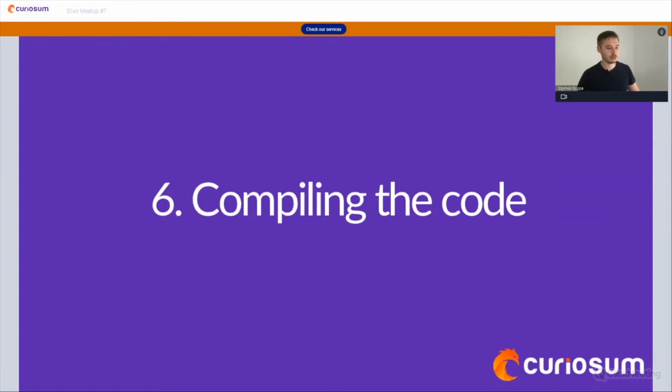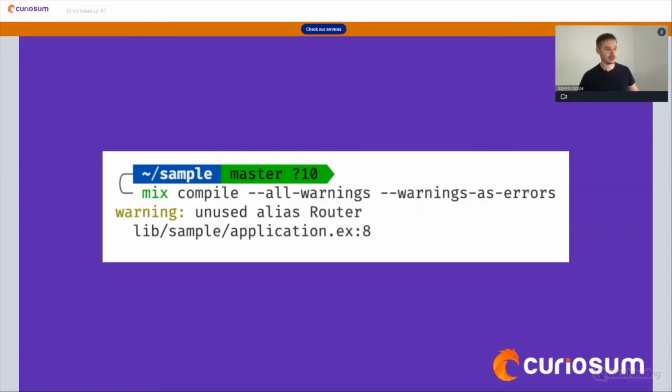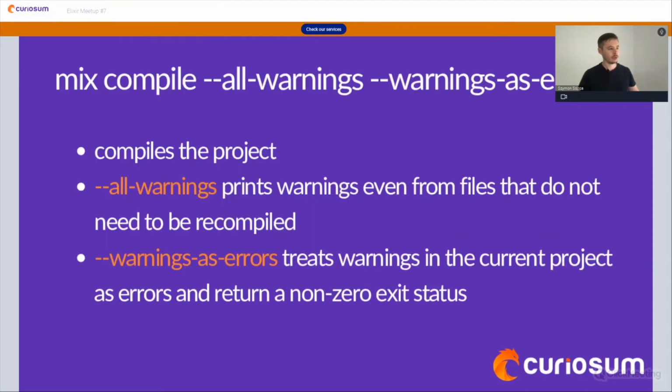And this is where the compilation happens. As you can see, I've added some flags to it, some options. In this case, there was one warning saying that I have an unused alias called router. Now, with these flags, what will happen? All warnings will print every warning that is within the project, even if the given module where the warning happens doesn't have to be recompiled.